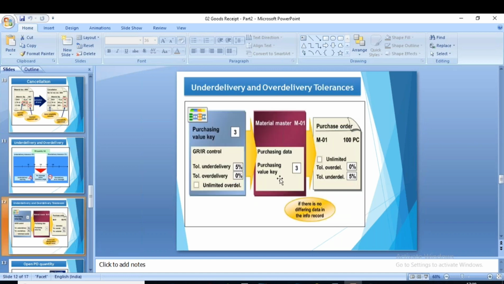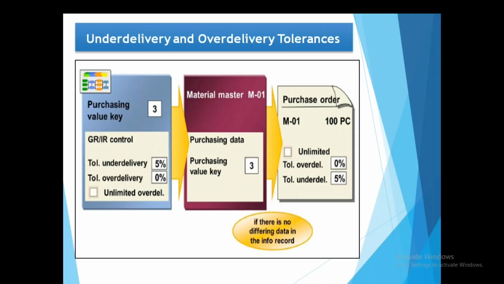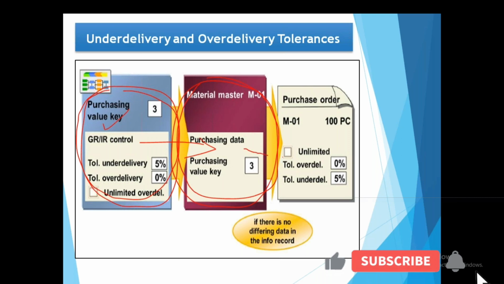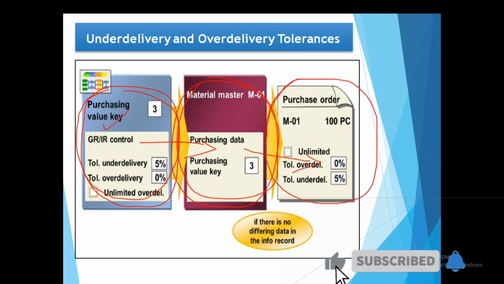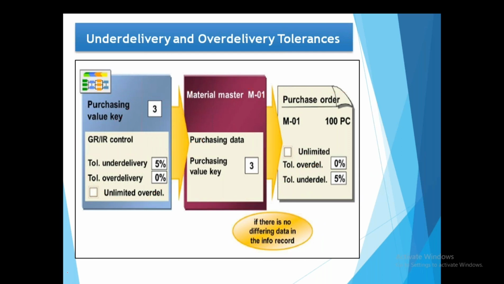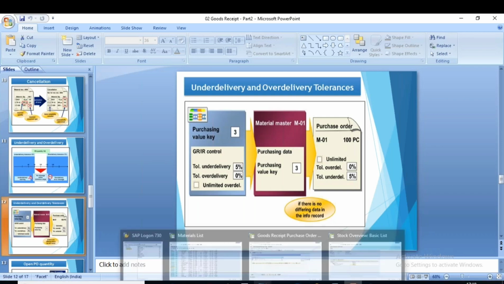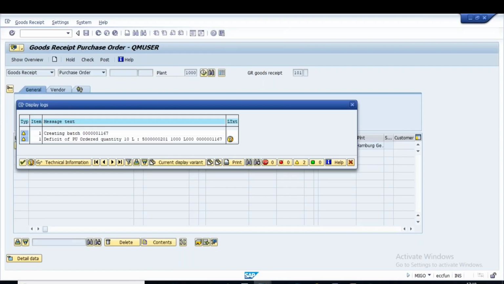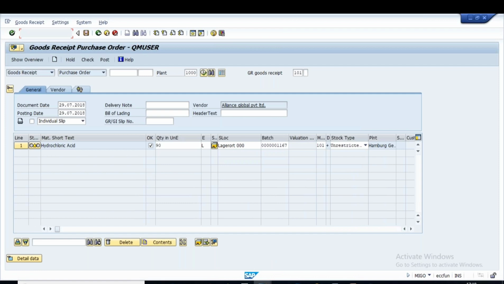Normally the under delivery and over delivery tolerances are maintained in the configuration, in the purchasing value key. When you assign this key in the material master of the material, it will get copied to your purchase order, provided you don't have any info record. First I will show you in the configuration where this purchasing value key is maintained. I'll not save this.